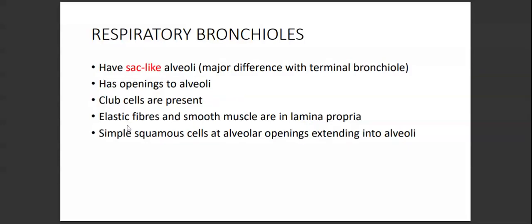So elastic fibers and smooth muscle are in the lamina propria. You should now be saying in your head that elastic fibers, always expect to find them in the lamina propria. Simple squamous cells are at the alveolar openings, extending into the alveoli. These alveolar openings are lined by simple squamous cells that also extend into the alveolar sacs. That is all about respiratory bronchioles.